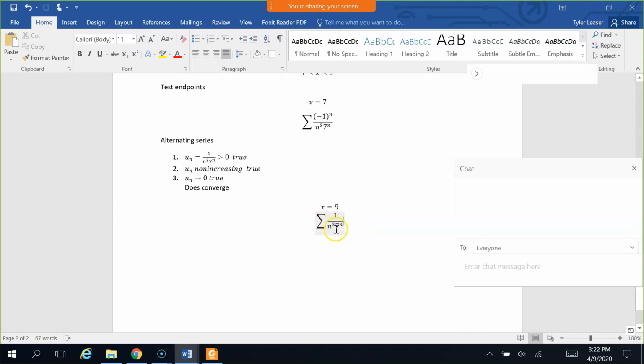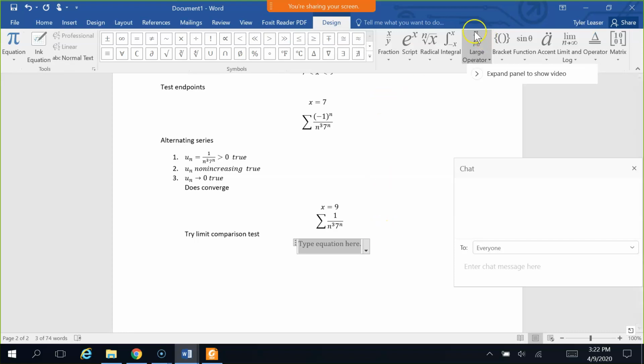I think the limit comparison test is about all that we can really do now to see if this is going to work. So let's try. I don't know if this is going to work yet or not. The limit comparison test. And what we want to compare this to, let's try comparing this maybe to the series 1 over 7 to the n.